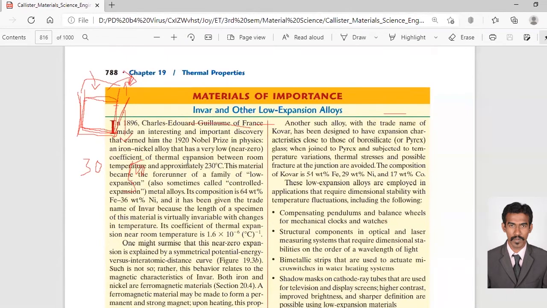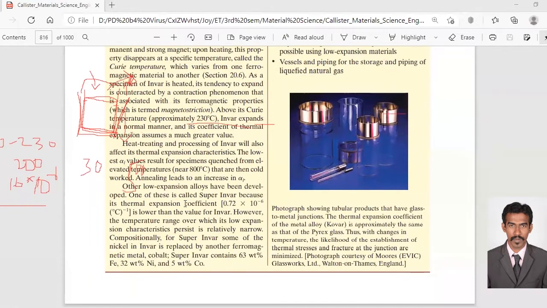Here you see from room temperature, 30, to 230 degrees Celsius, that is around 200 degrees Celsius, the thermal expansion coefficient is 1.6 times 10 to the power minus 6. But for Super Invar, that is 0.72 times 10 to the power minus 6. That is fine, but the temperature range is the problem. So it shows this only in a particular temperature range. The temperature range is relatively narrow.